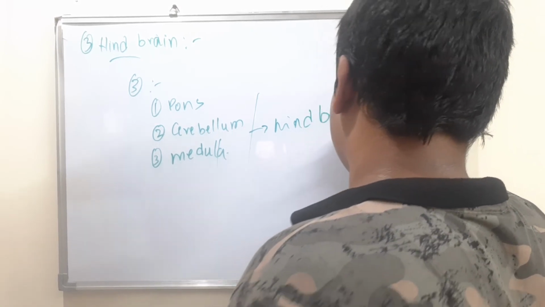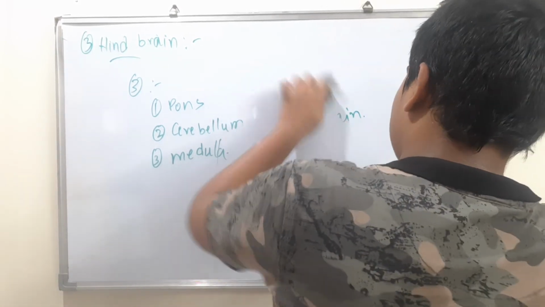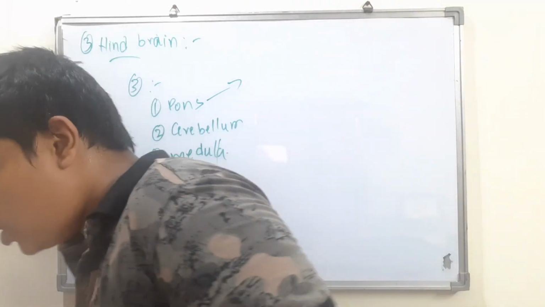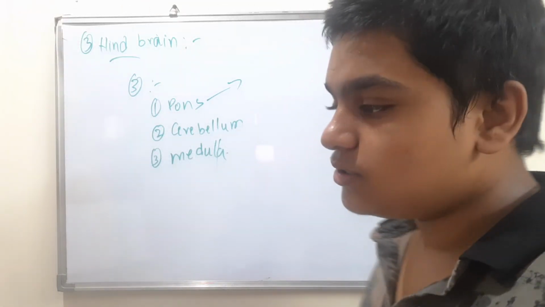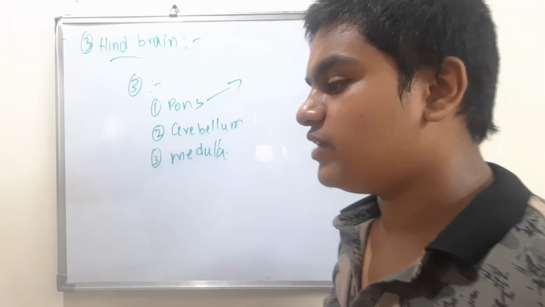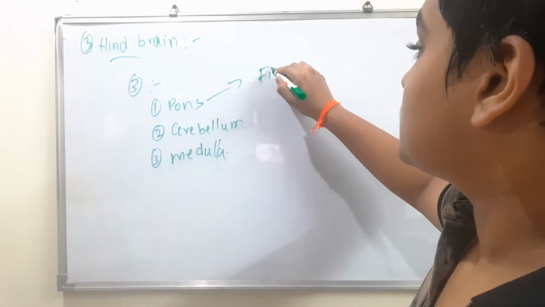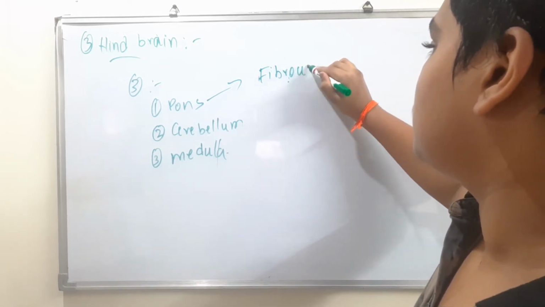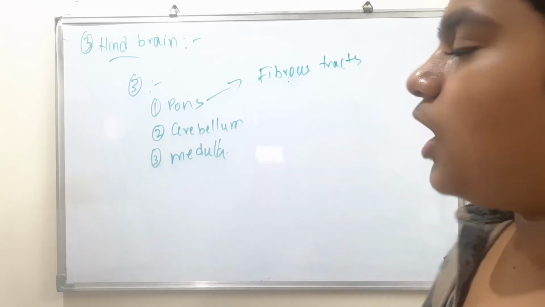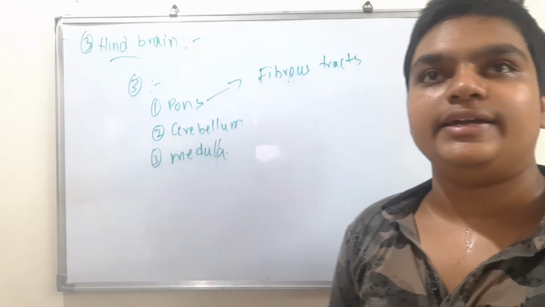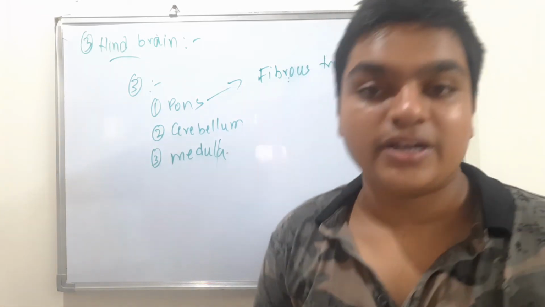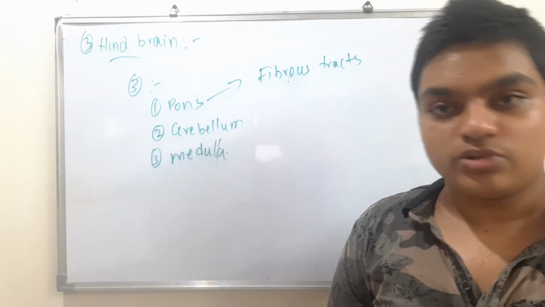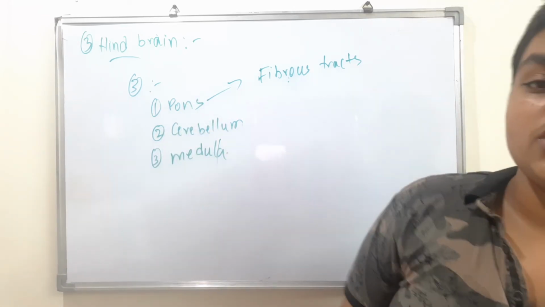Now let us discuss one fact each. First we will be talking about pons. Pons varoli has fibrous tracts to interconnect different regions of the brain. This is important. It interconnects different parts of the brain, like the midbrain and hindbrain. Different parts of the brain are interconnected by these fibrous tracts which are present in the pons varoli.